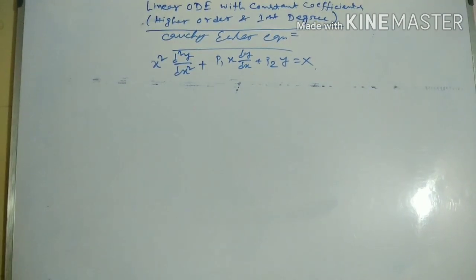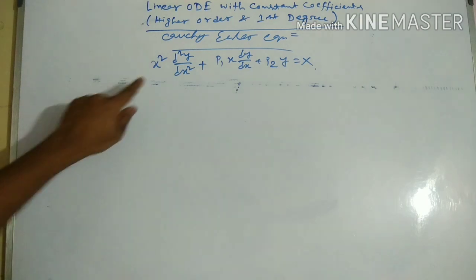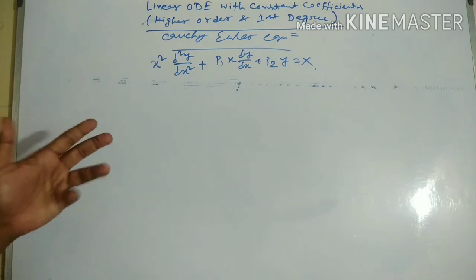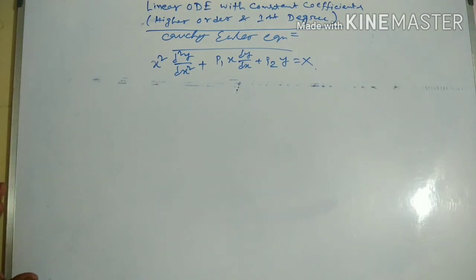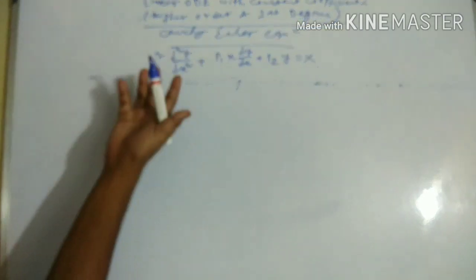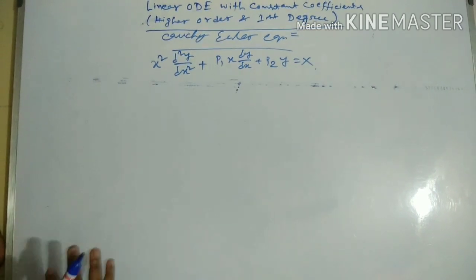Here you can see that the coefficients are not constants. In the previous videos, we dealt with linear ODEs with constant coefficients. But the Cauchy Euler equation is not an ODE with constant coefficients. The coefficients are variable. So this is how we can tell that the equation is a Cauchy Euler equation.